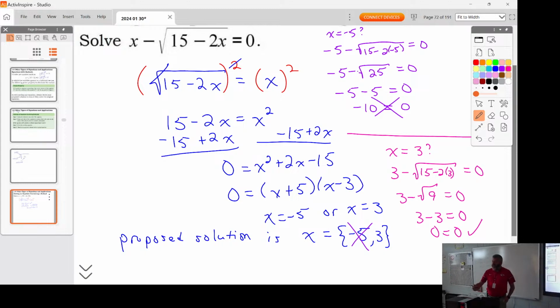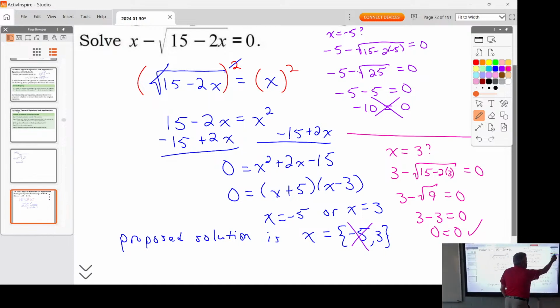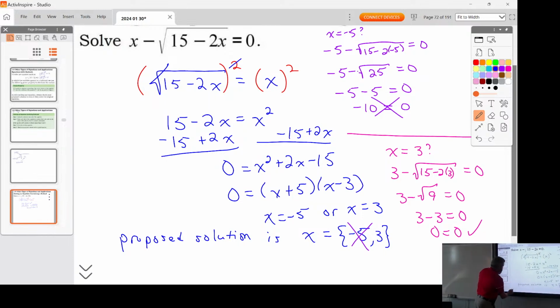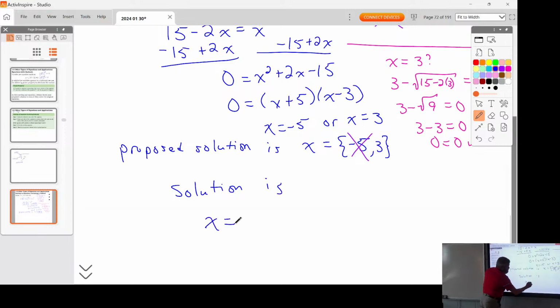So when we solved this, all of our math was right, all of our algebra was good. We did end up with an extraneous solution. -5 did not work. Final answer. Our solution is x equals the set of numbers containing 3.